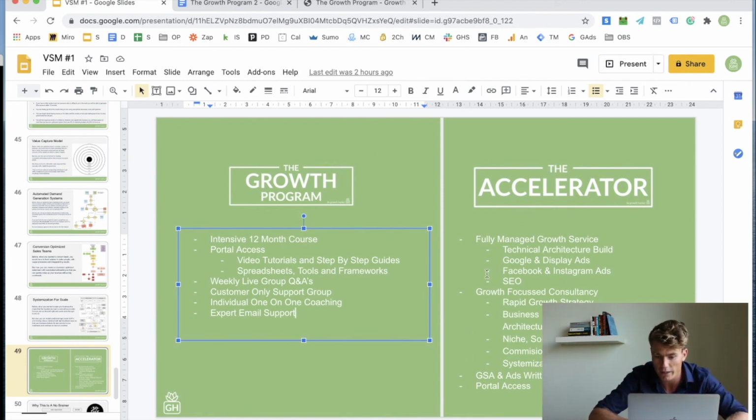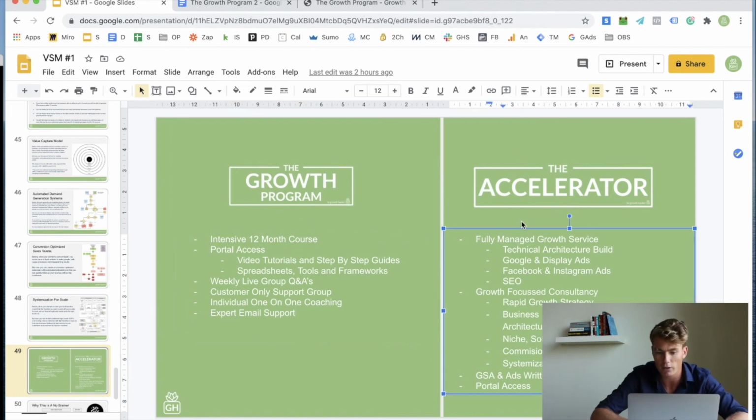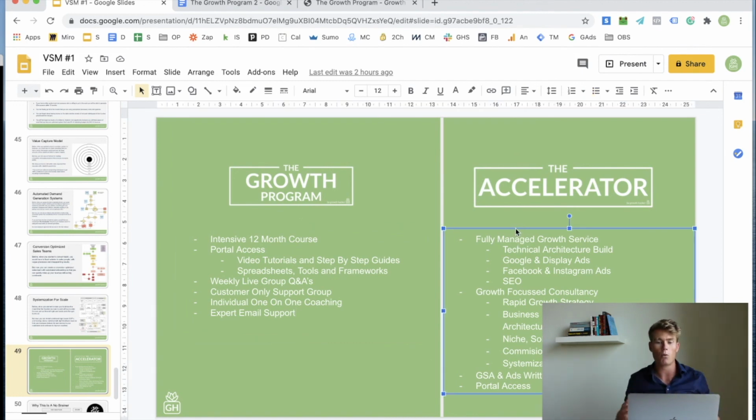The other option is the accelerator. So this is a fully managed growth service where we take control of all the important parts of your growth. So this includes technical architecture build, your Google and display ads, Facebook and Instagram ads, SEO. We manage it all in one place, and as well as getting those services, you will also get growth-focused consultancy with myself, where we'll look at things like rapid growth strategy, technical architecture, your niche product and customer development strategy, how to build commission-only sales teams, and systemization for scale, okay?